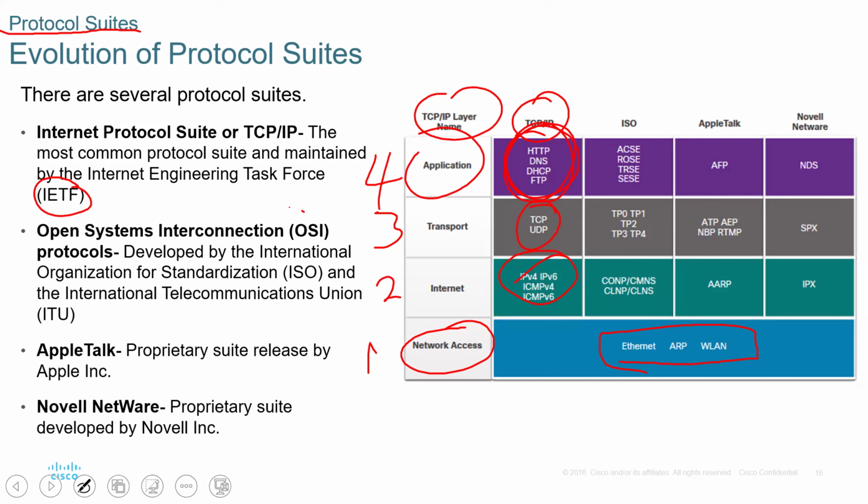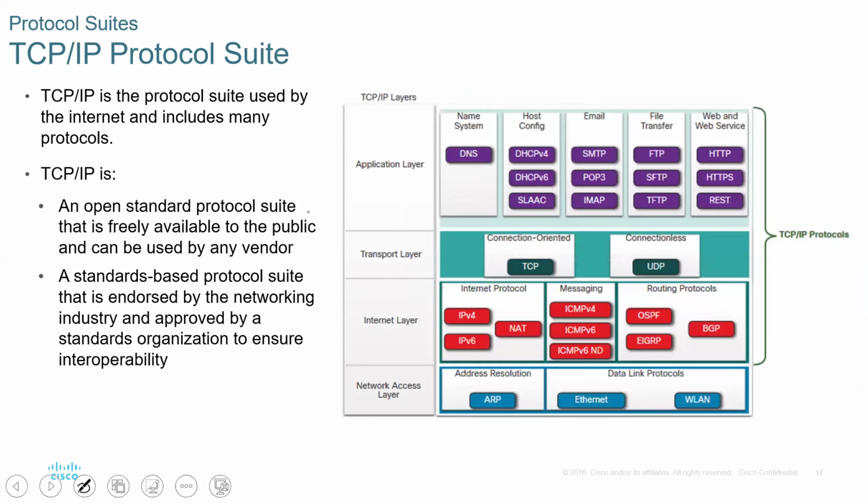The next protocol suite is the OSI model, which is the Open System Interconnection. And it was developed by the International Organization for Standardization and the International Telecommunication Union, all right? And we're going to see very soon how it relates with the TCP/IP protocol. The OSI model has 7 layers, okay? But like we said, the TCP/IP protocol suite has 4 layers. Let's not forget that, okay?